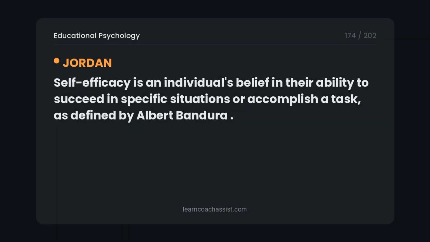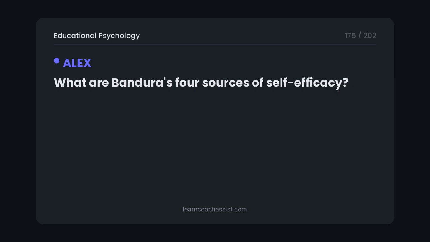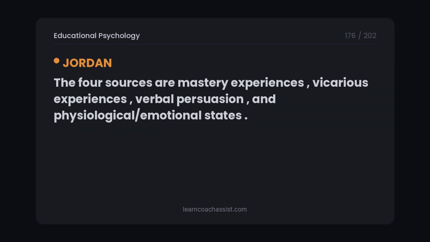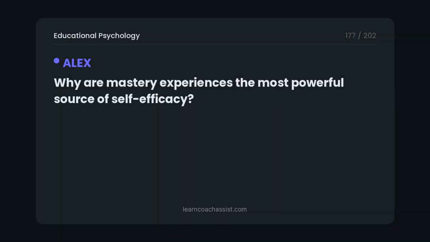What is self-efficacy according to Bandura? Self-efficacy is an individual's belief in their ability to succeed in specific situations or accomplish a task, as defined by Albert Bandura. What are Bandura's 4 sources of self-efficacy? The 4 sources are mastery experiences, vicarious experiences, verbal persuasion, and physiological/emotional states.